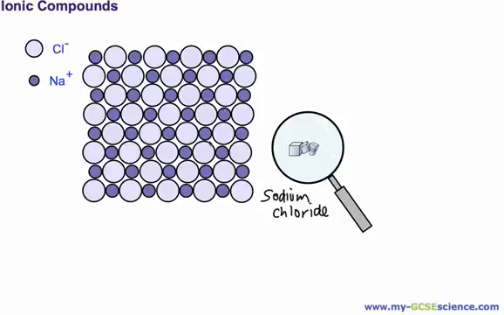We've looked at how this is formed in a previous video, so if you're not quite clear about that, you can go back and have a look, and it's listed on my-gcsescience.com, but we'll plow on for the purpose of this video. So what we have is a structure, and we have a special name for this. We call this a giant ionic lattice.